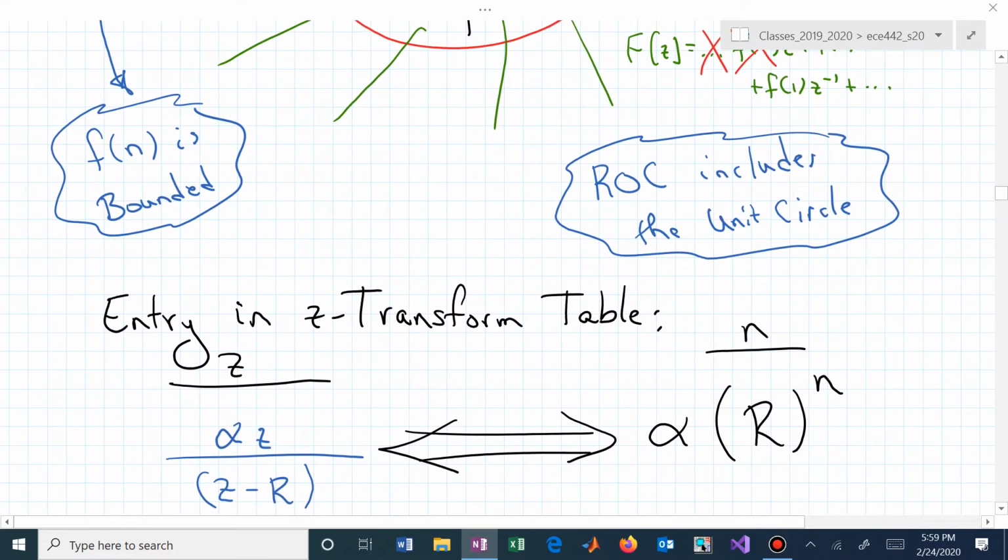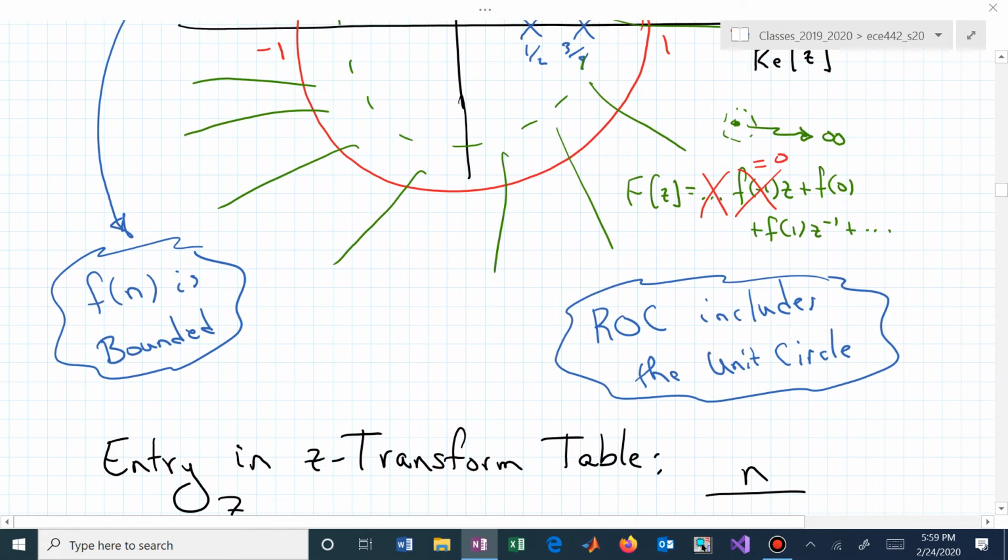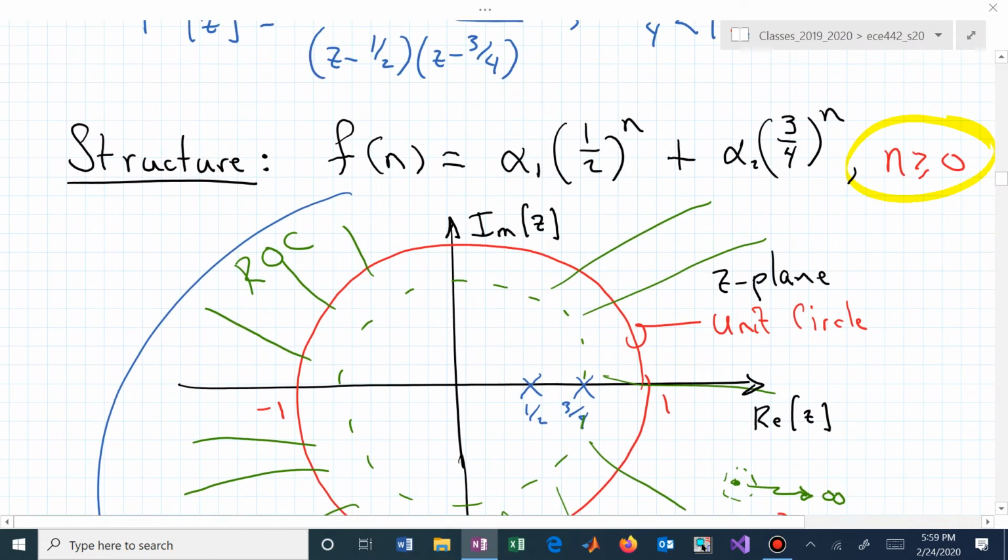In this case, the ROC is not bounded, right? The region of convergence is going to infinity. The region of convergence actually goes all the way out to infinity in all the different directions, along the real line, at a 45-degree angle, at a 10-degree angle, at a 90-degree angle. It's going off to infinity. So the region of convergence is unbounded or unrestricted.